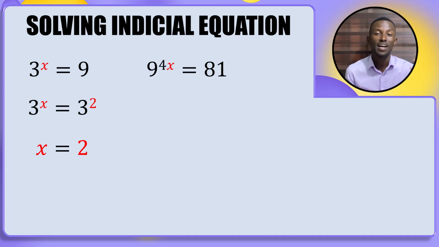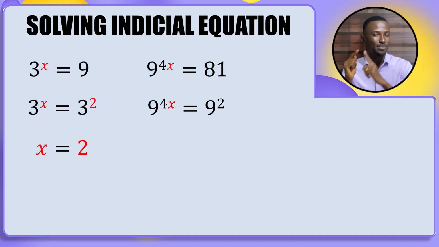On our left, we have 9 to the power 4x. Can we change the 81 to also become 9? And the answer is yes, because 81 is the same as 9 to the power 2, because 9 times 9 is 81. So you need to do your multiplication table, right? Good.